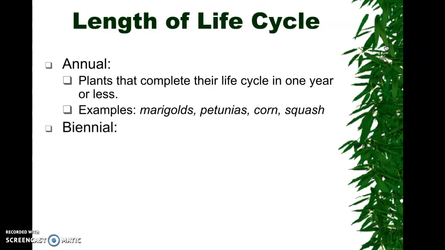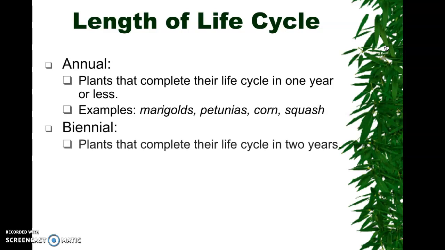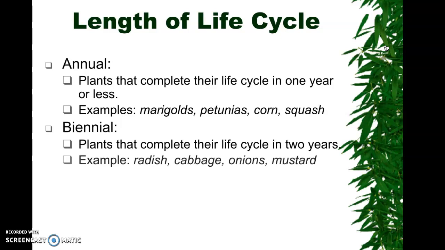Then we have biennials. Well, if you break down that word, bi means, you got it, 2. So these are plants that complete their life cycle within 2 years. These are things like radish, cabbage, onions, mustard, those types of plants.